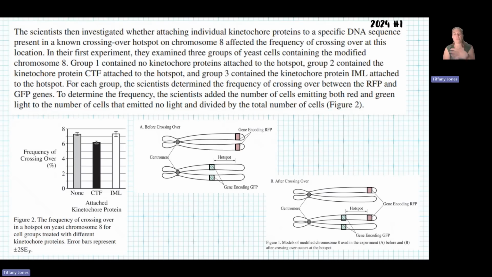So they've given us this really long prompt. I really don't feel like reading this. You can pause it and read it yourself if you want to. But the things to focus on here are that group 1 contains no kinetic core proteins attached to a hotspot. Group 2 contains a CTF, and group 3 has an IML.